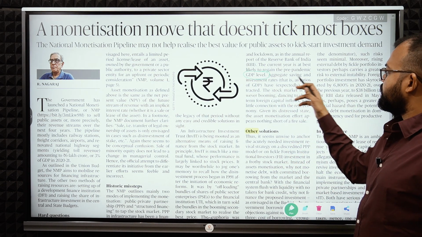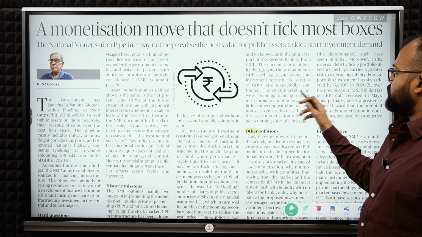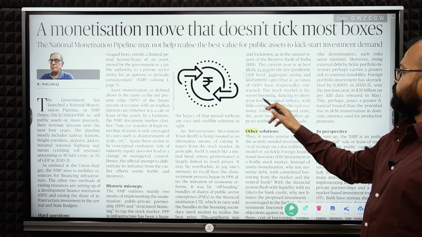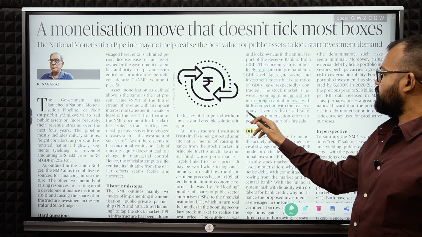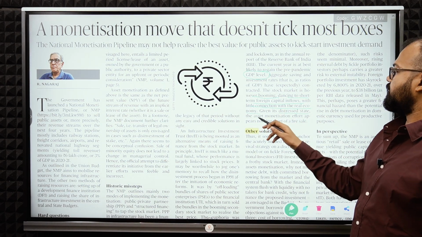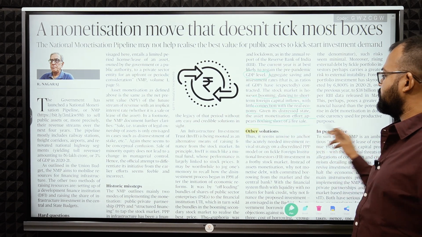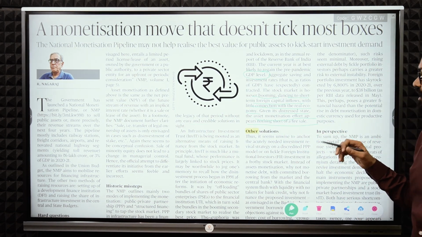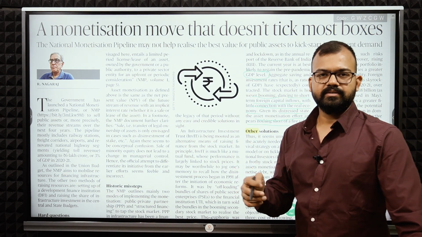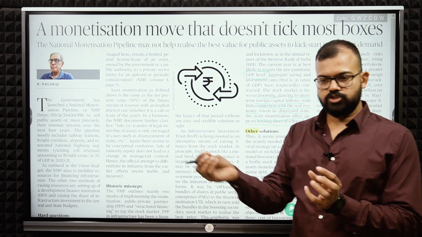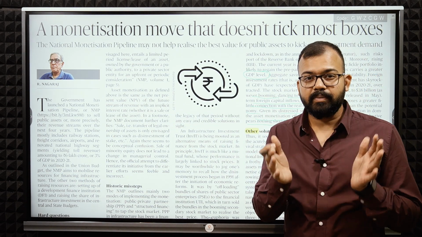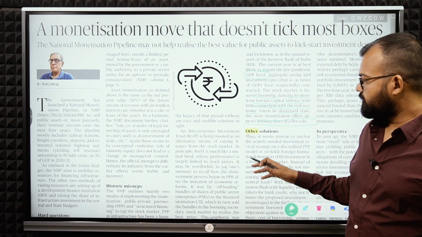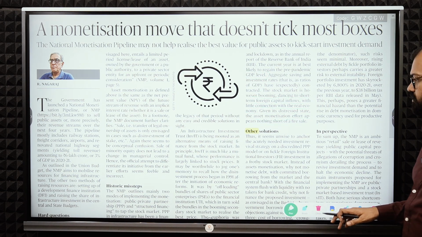Okay. So aggregate saving and investment rates contracted. The stock market is however booming, dancing to short-term foreign capital inflows with little connection with the real economy, giving it a distressed state. The asset monetization effort appears nothing short of a fire sale. What does it mean? It's a very simple thing: right now the economy is growing with the short-term inflow of foreign capital in the Indian stock market. It is not on the basis of real production in the economy. Production is not very high. So the money flowing in is temporary. That is what the author is saying.